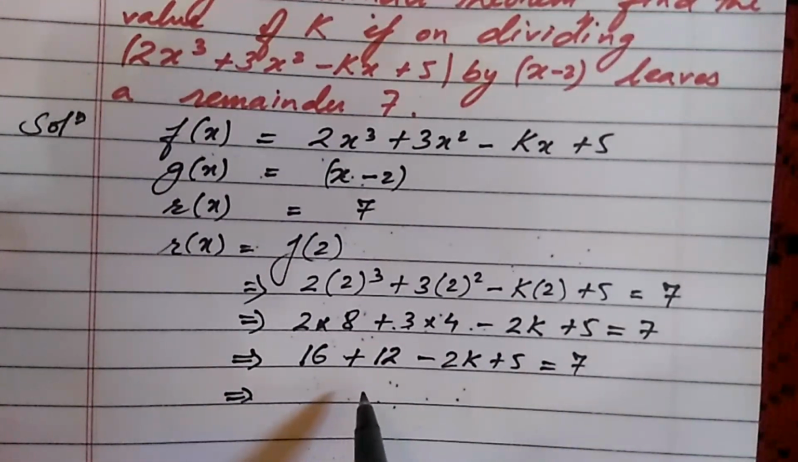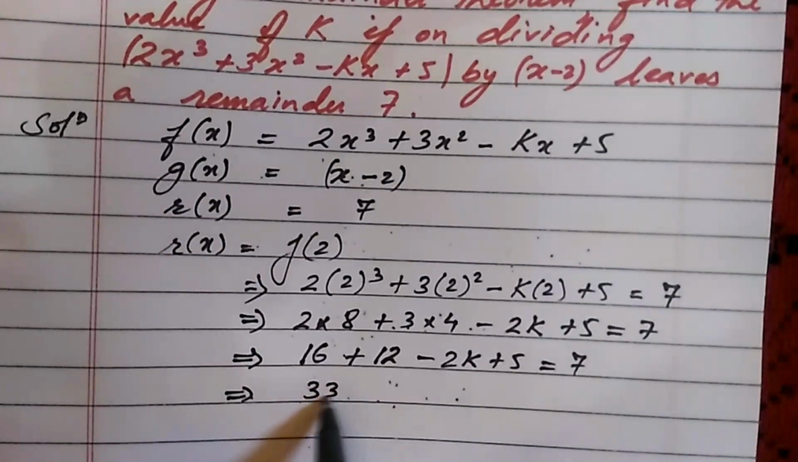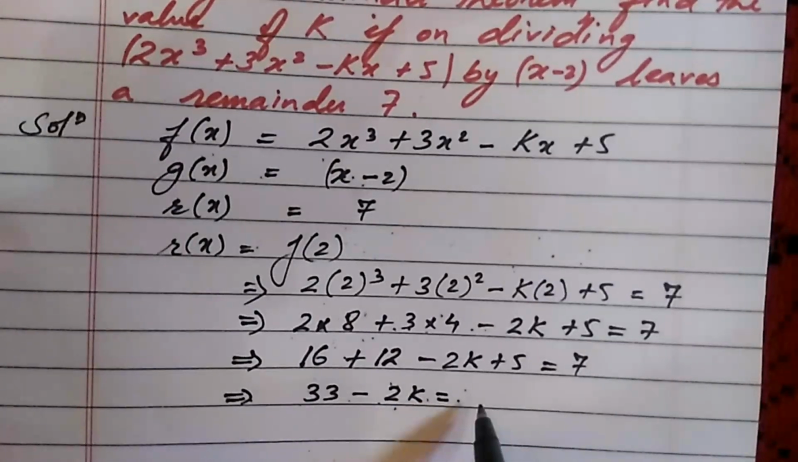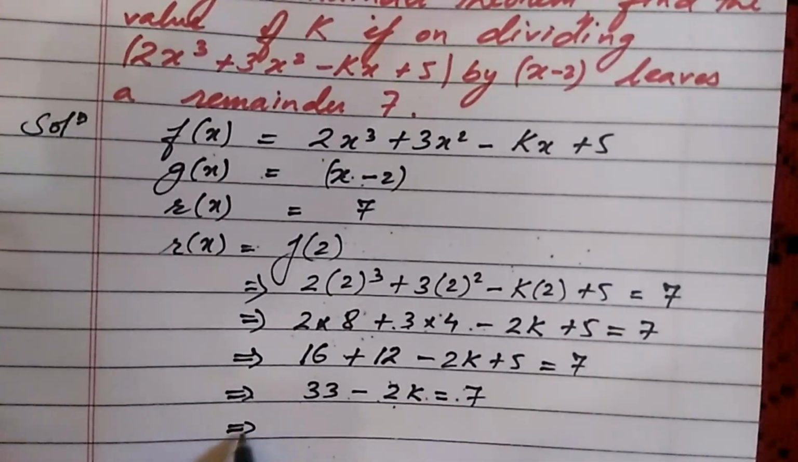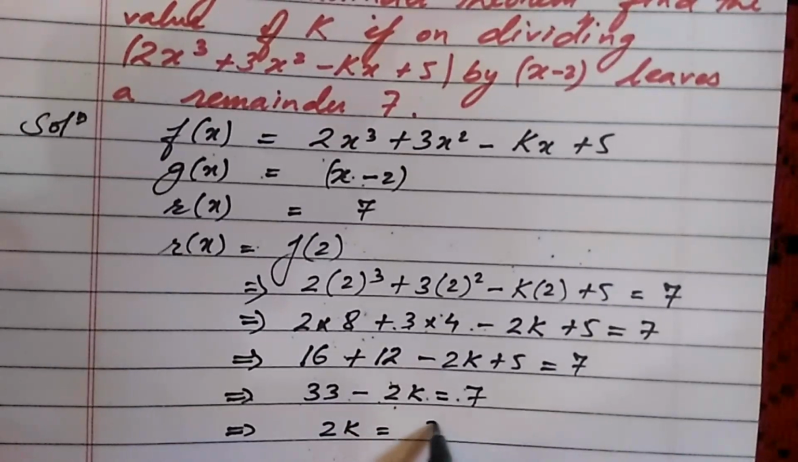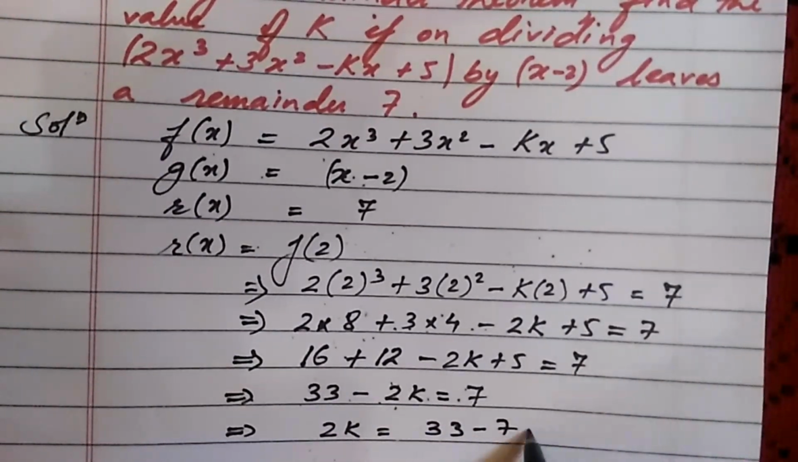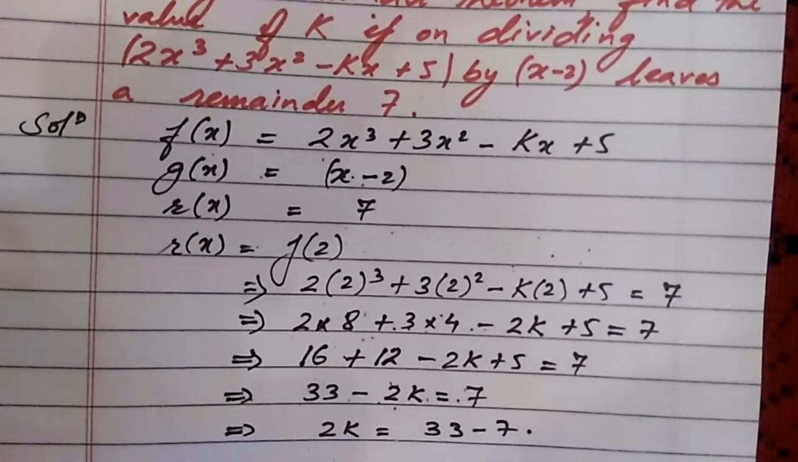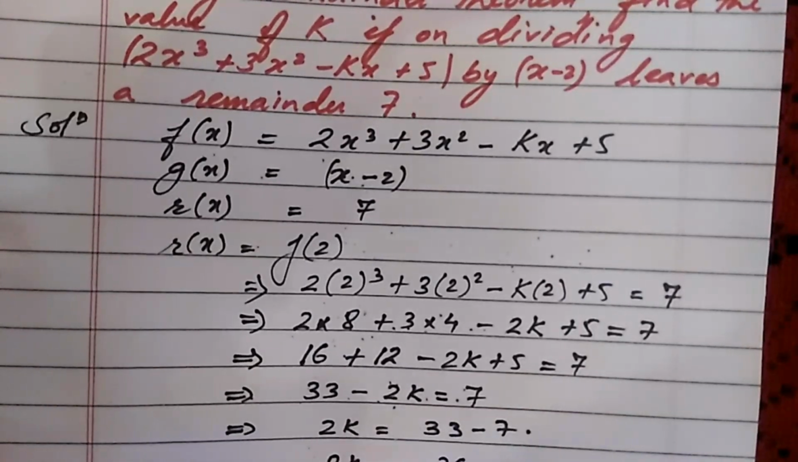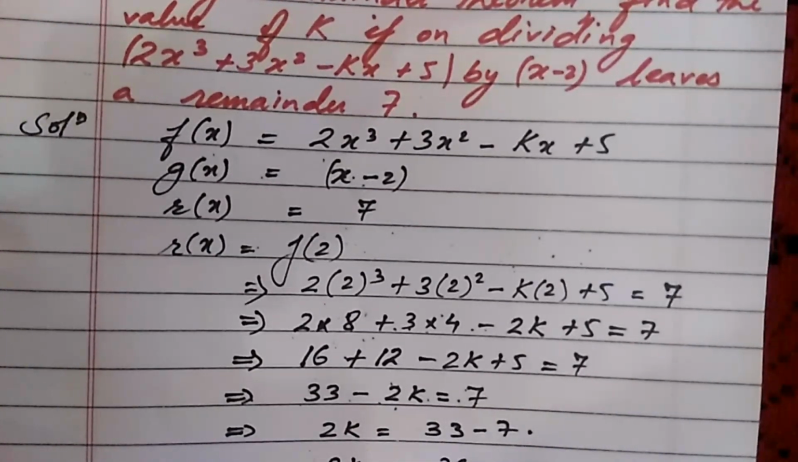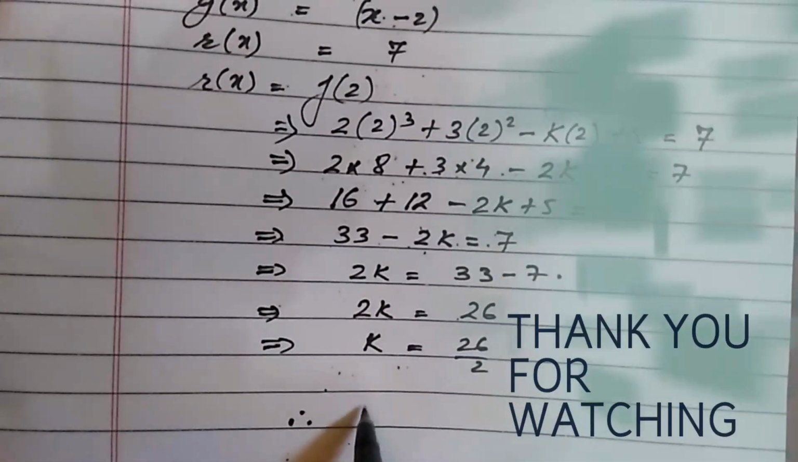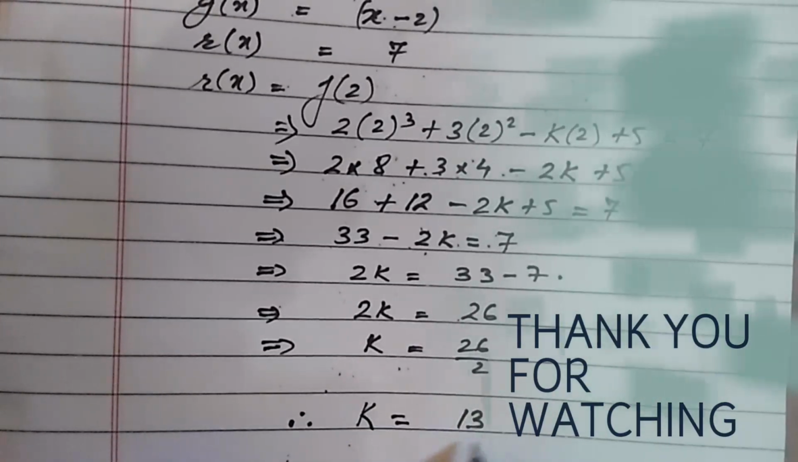So when we add this, we get 33 minus 2k is equal to 7, which implies 2k is equal to 33 minus 7. So 2k is equal to 26, which implies k is equal to 26 by 2. Therefore, the value of k is equal to 13.